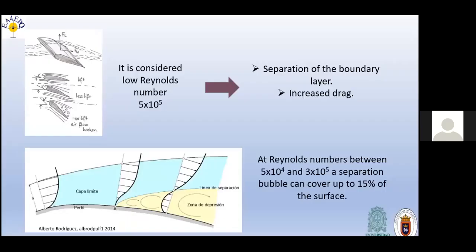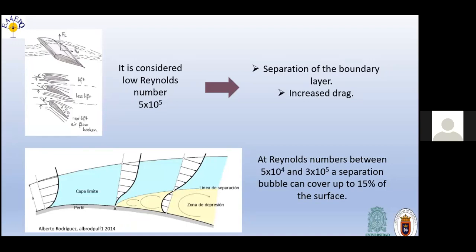It is taken into account that for turbines and blades, a Reynolds number below 500,000 is considered low, where different phenomena and problems can be found that can affect the efficiency of the horizontal axis wind turbine, because its operation is based on the lift generated by the fluid passing around the blades.